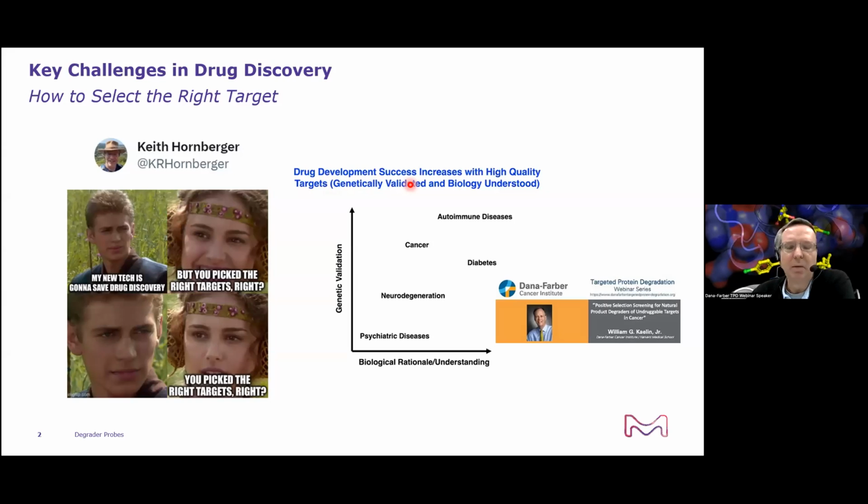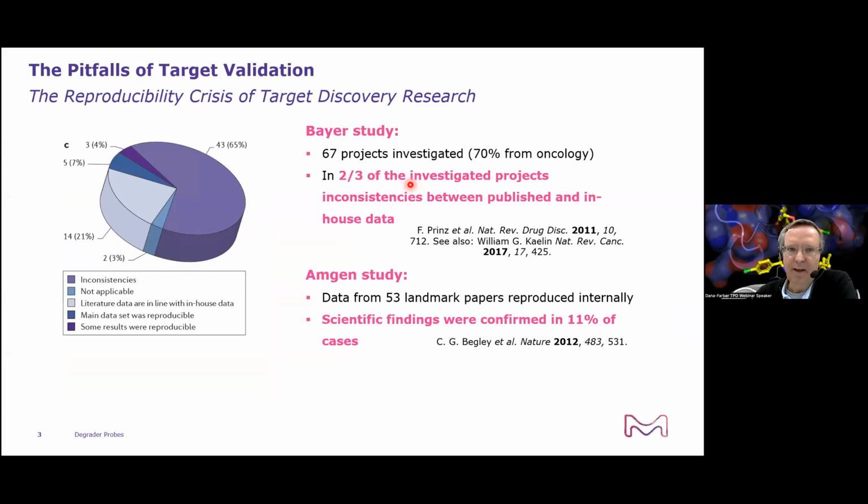So essentially being able to validate a target with genetic means or other means to then turn this into successful drugs. However, in drug discovery, we also need to realize that target discovery is one of those spaces which has been hampered also by low reproducibility.